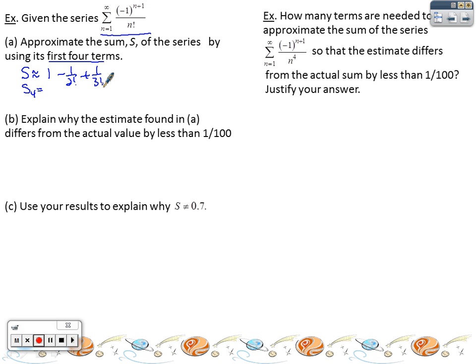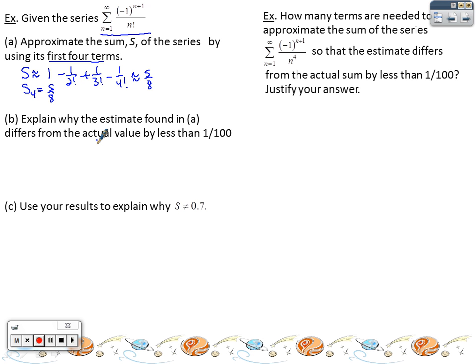Then we have minus 1 over 4 factorial. So this sum, we're approximating this sum. It ends up being 5/8. Or if you want to write it with equivalence, the fourth partial sum is 5/8. Okay, so that's our partial sums.